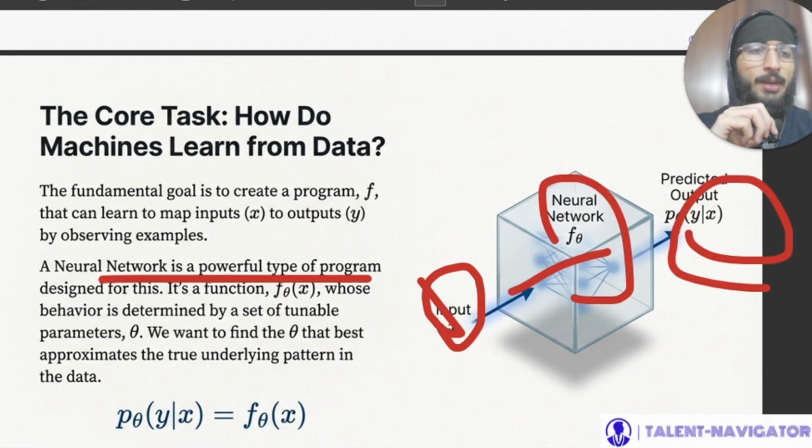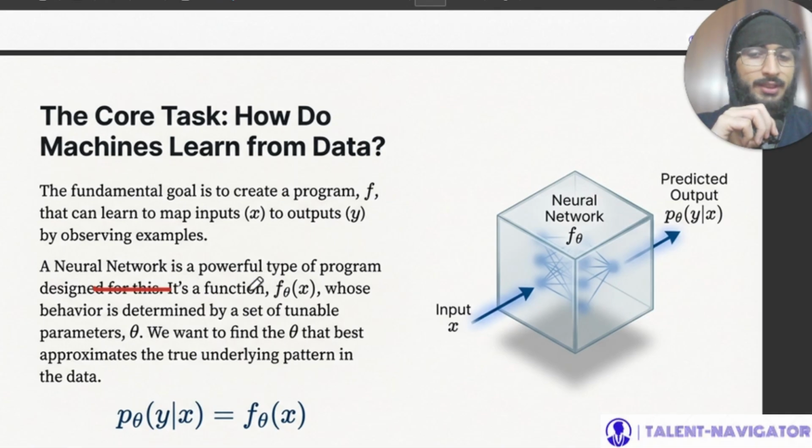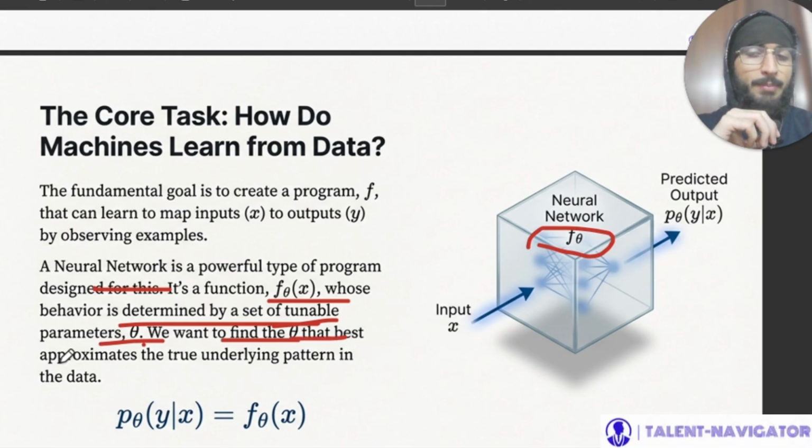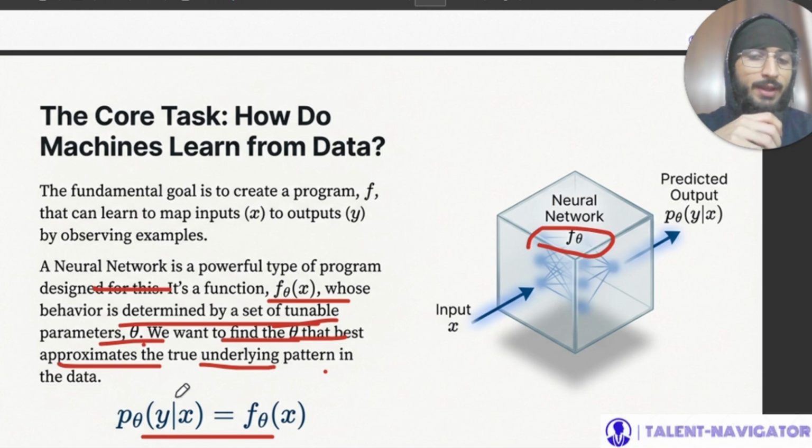So a neural network is a powerful type of program that is designed for this. It's a function f theta of x whose behavior is determined by a set of tunable parameters theta. We want to find the theta that best approximates the true underlying pattern in the data. So p theta of y given x, this is conditional probability, is equal to f theta of x.